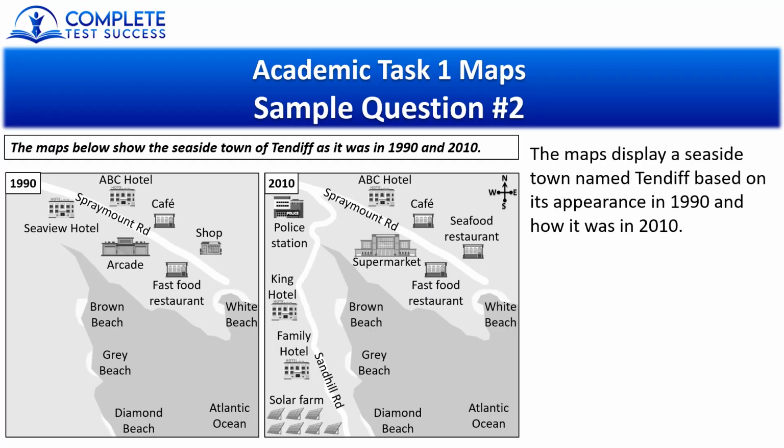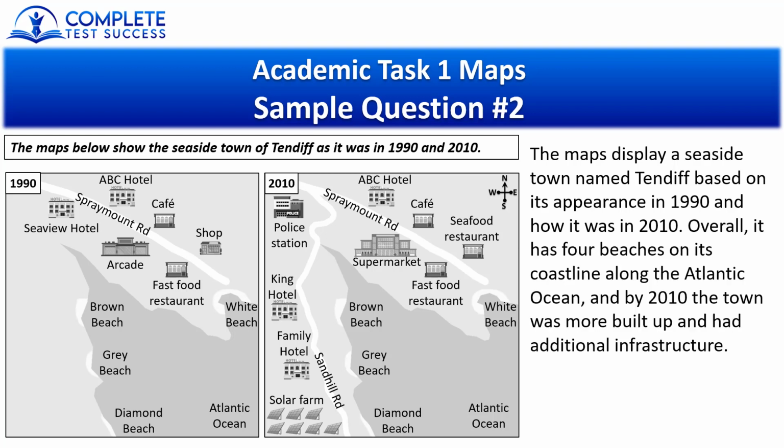The maps display a seaside town named Tendiff, based on its appearance in 1990 and how it was in 2010. And the overview. Overall, it has 4 beaches on its coastline along the Atlantic Ocean, and by 2010, the town was more built up and had additional infrastructure.